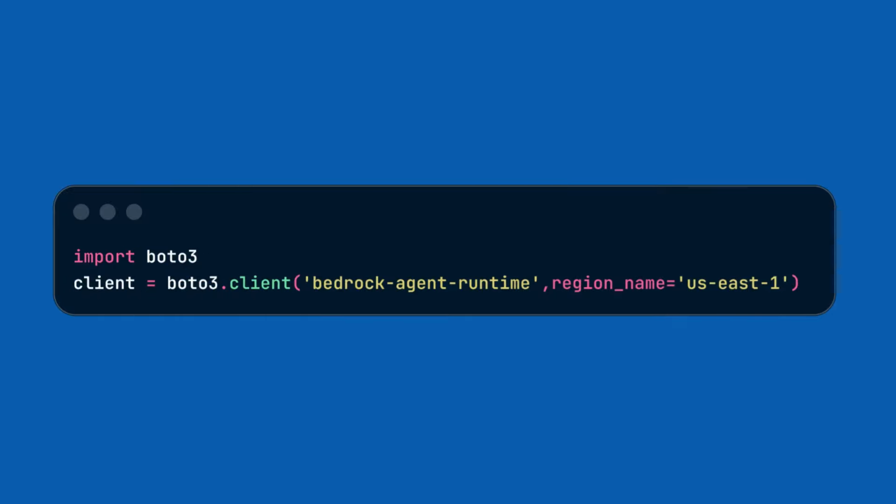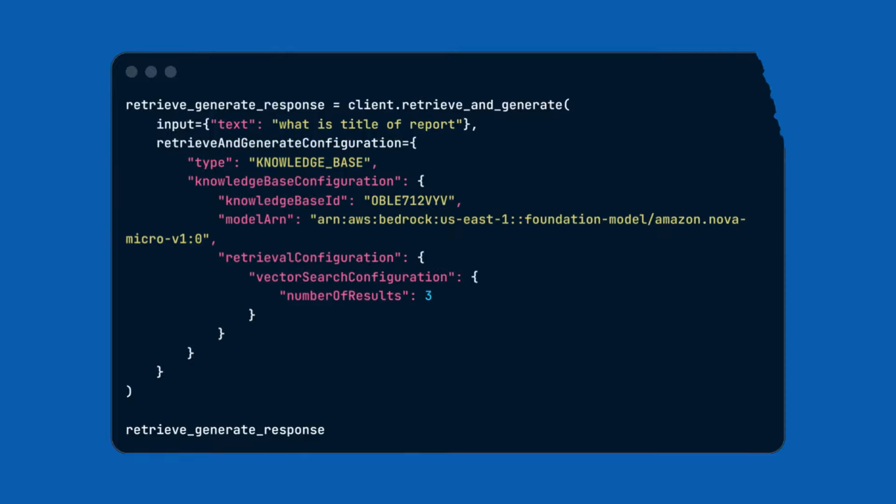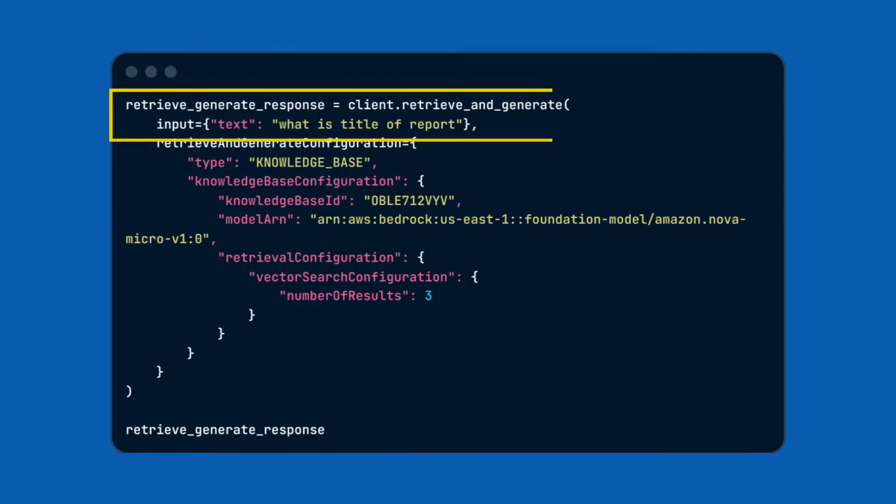The first two lines of code are exactly the same as when we used the Retrieve API. We import Boto3 and create a Bedrock client. From there, instead of calling retrieve, we call the retrieve and generate API. Input text is the natural language question we are asking. Instead of just pulling raw chunks of text, we want the system to give a synthesized answer.